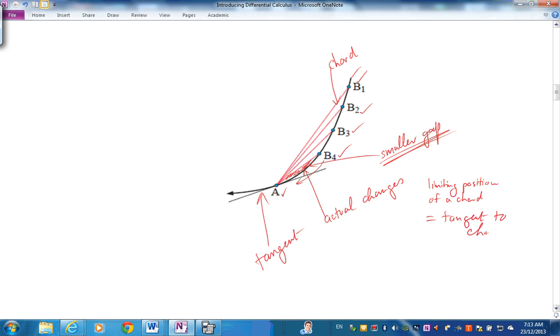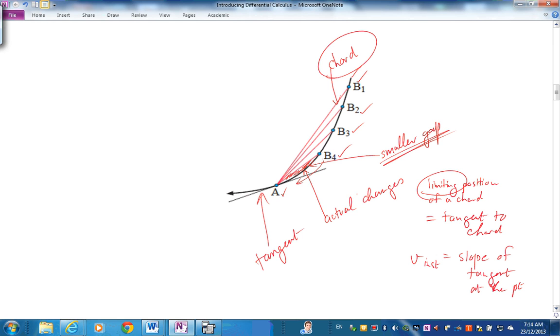Okay, and he then defined V inst as the slope, the instantaneous velocity, the slope of the tangent at the point that you're interested in. But here's the problem, the limit, the limiting position. What happens to the slope of that tangent? The slope of the chord as you approach tangent C. Can we find a number for it?